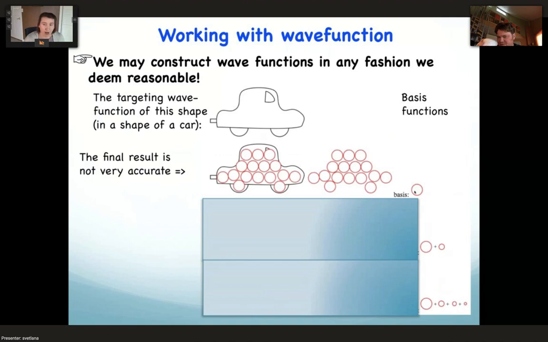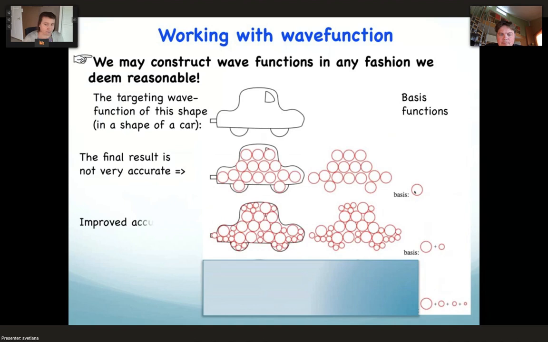But we can improve the accuracy. In addition to big circles, we can add smaller circles. So our basis set will now include two types of functions, big circles and small circles. Let's see how this improves the thing. Now the shape of the car is better to recognize, not perfect, but for sure there are more details here compared to the first case.